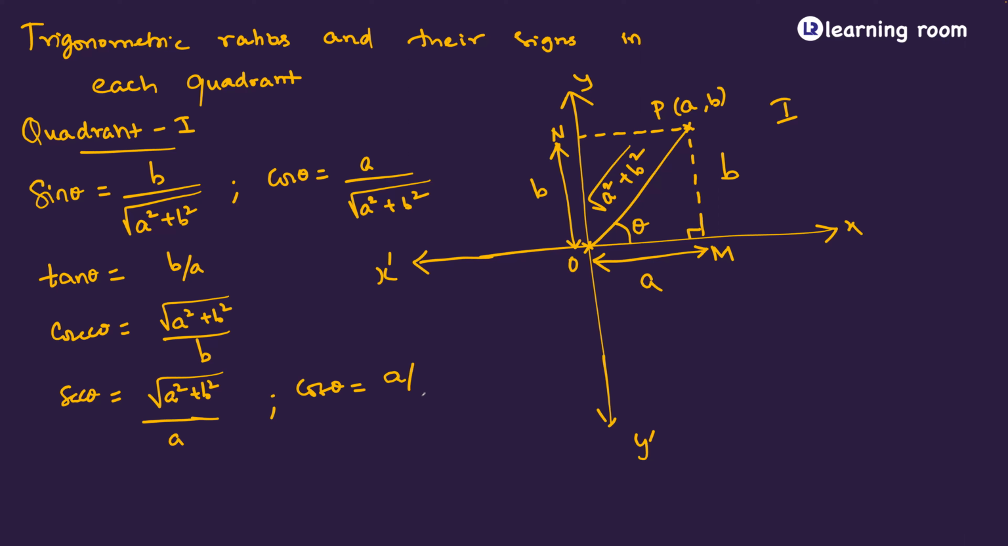Sorry, A by B. If you observe in the first quadrant, the abscissa and the ordinate both take the positive sign. That is, the x coordinate and the y coordinate both take positive sign. So when I write any trigonometric ratio, root of A square plus B square is positive, right? But when I write sine theta, cos theta, everything, I have an individual variable existing. So here B is positive, A is also positive. So here positive by positive is going to be positive. So if the first three are going to be positive, the remaining three will also be positive.